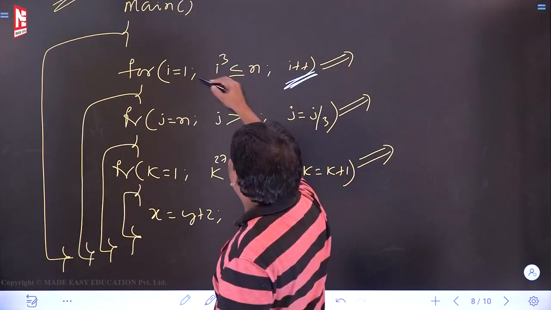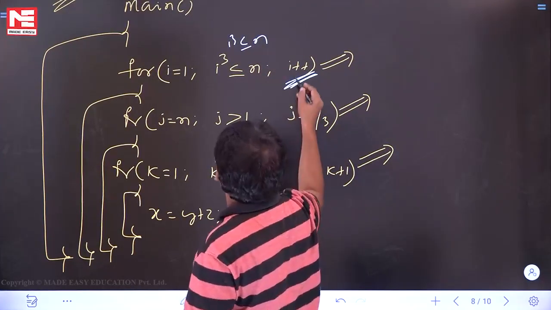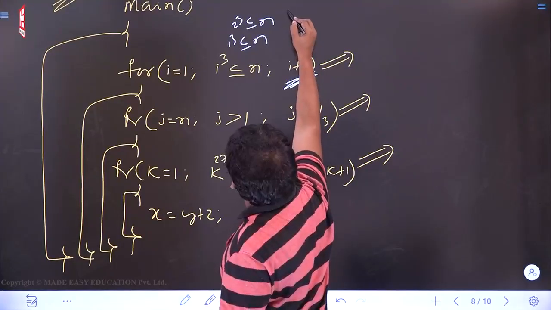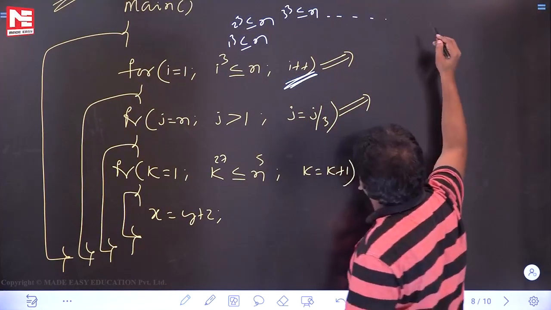When the I value is 1, how will he check? 1 cube is less than or equal to n or not. When the I value is 2, what will he check? 2 cube is less than or equal to n or not. When the I value is 3, what will he check? 3 cube is less than or equal to n. He will continue like this.